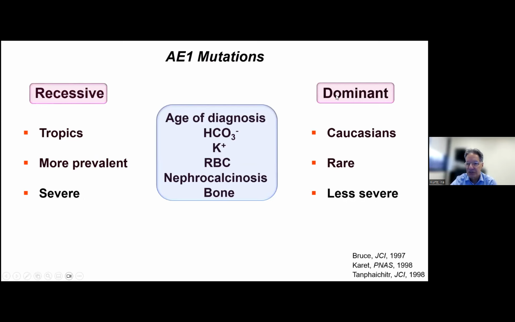In the dominant form, it's more prevalent in Caucasians. That would be the type you'd see at UCLA if you ever had a case. It's rare, and the phenotype is less severe. And that's just due to the different mutations that you get. You get different types of mutations in the transporter than in the recessive form, which affect its function more severely.